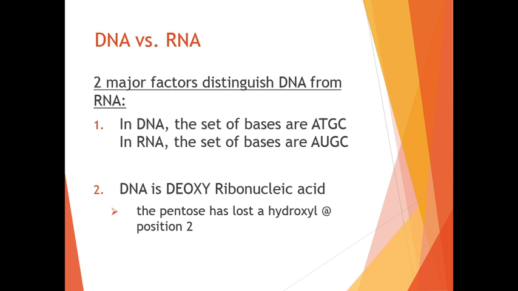So what is the difference between DNA and RNA? 2 major factors distinguish DNA from RNA. In DNA, the set of bases are ATGC. In RNA, the set of bases are AUGC. Thymine in DNA and uracil in RNA. The second major difference is DNA is deoxyribonucleic acid, which means that the 2' hydroxy in the pentose does not have that hydroxy. The pentose has lost a hydroxy at position 2.